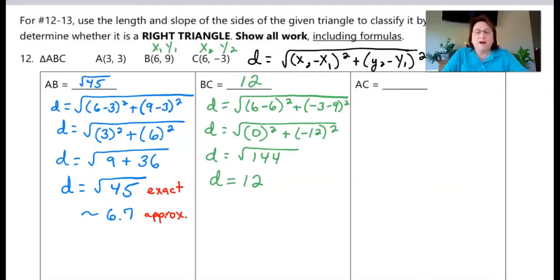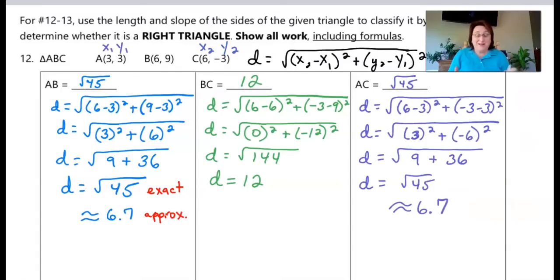Let's try another one. I want you to go find the length of AC and tell me, what do you get for the length of AC? How'd you do on this one? Did you get that AC is the square root of 45 units? Did you remember to put the negative 6 in parentheses before you squared it? Hopefully you did. Negative 6 times negative 6 is 36, and 36 plus 9 is the square root of 45.